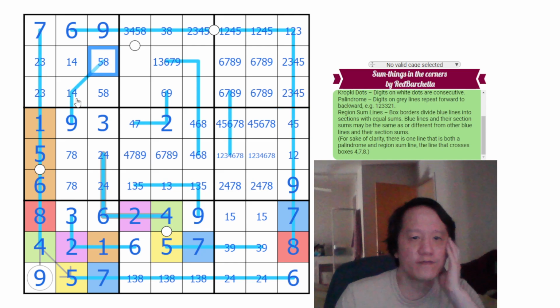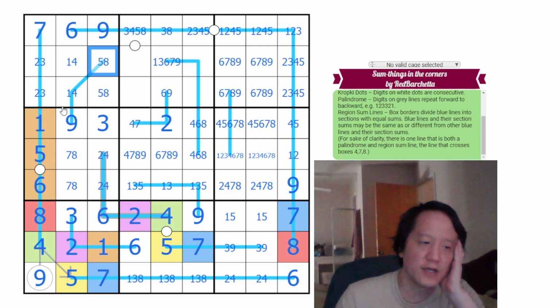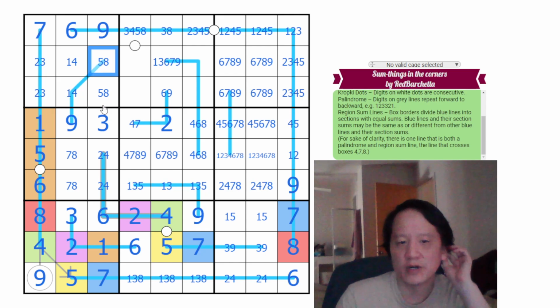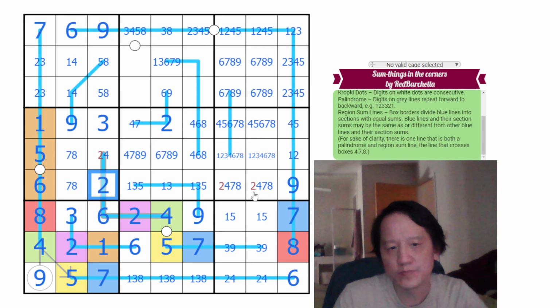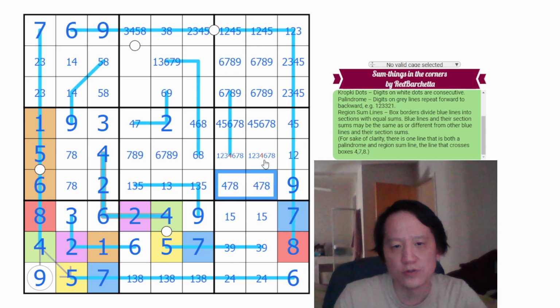So this is either 1, 8 or 4, 5 because it cannot be 6. Those are the only possibilities. Oh, so this is 2. This is 4. So 4 cannot be here. This can't be 2. This can't be 4. Therefore, this has to be 4, which means 4 cannot be here, which means this is 5. So this is 5 and 1, which means this is 2, 3.